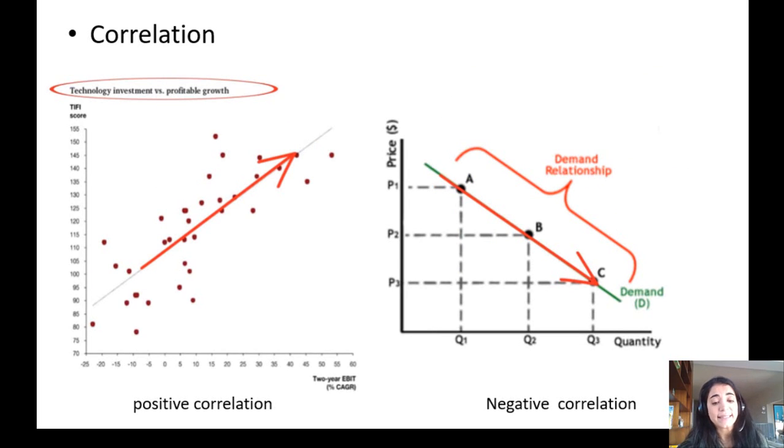In a certain case, I can have a correlation, but that is not clear. Like for example, in the first graph, the technology investment versus profitable growth. I can see that there is a correlation and it is basically positive. Positive means they are going together. It is not a straight line, so the slope is not constant, but I can see, guys, that there is a positive correlation between them.